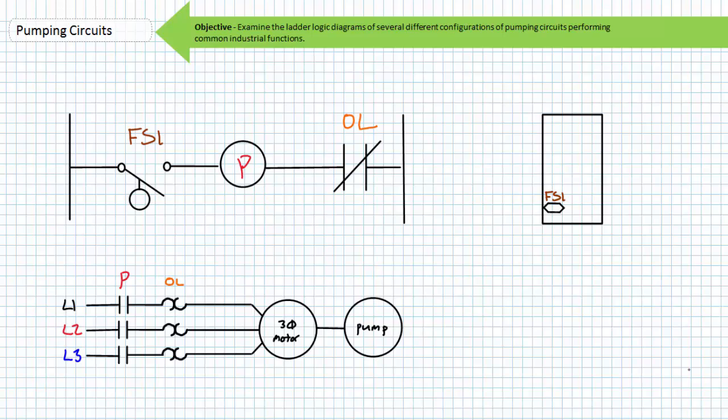Today's topic of discussion is pumping circuits. Our objective is to examine the ladder logic diagrams of several different configurations of pumping circuits performing common industrial functions.